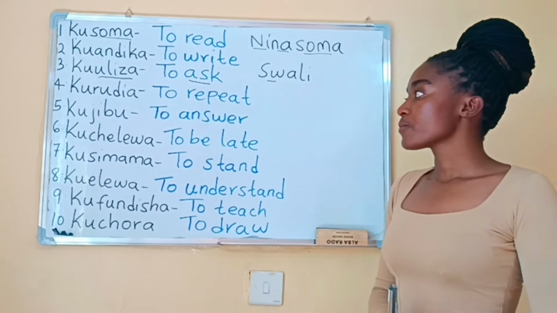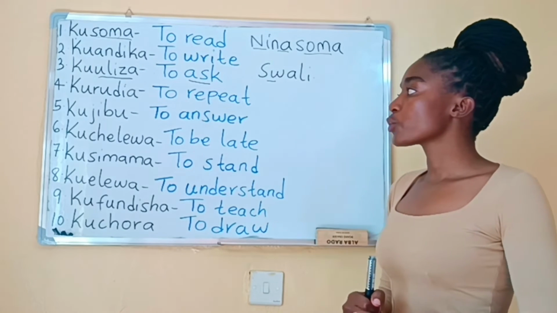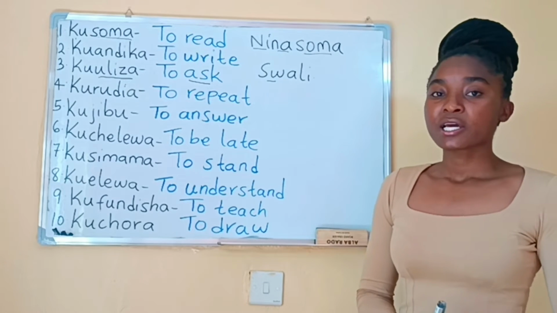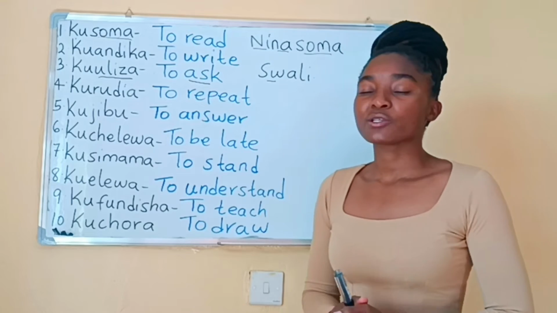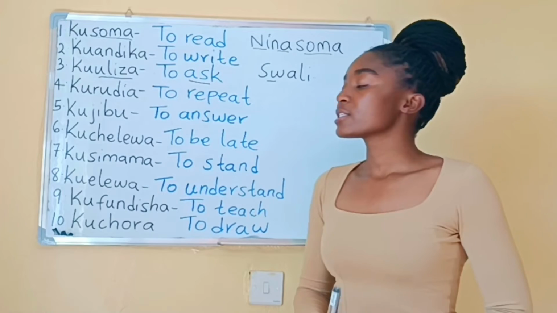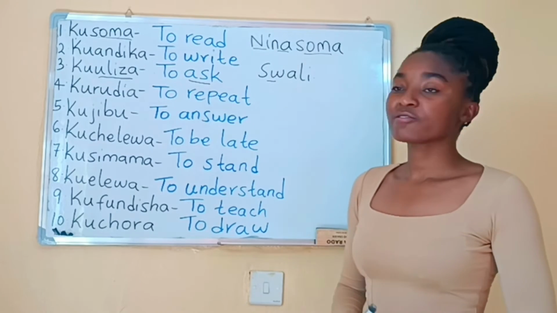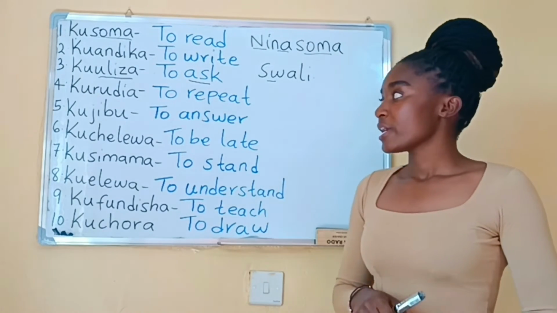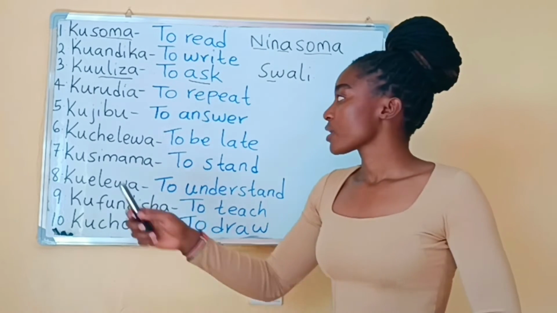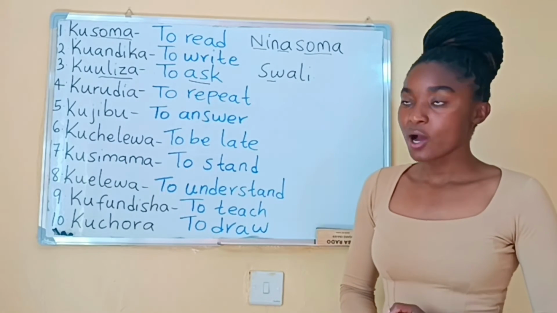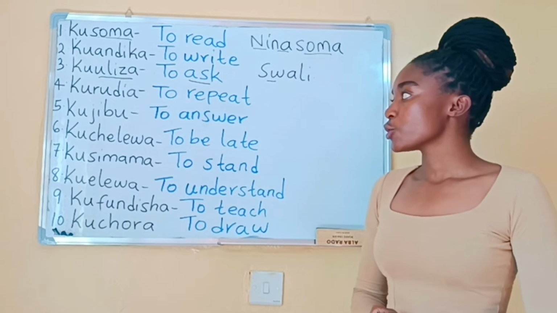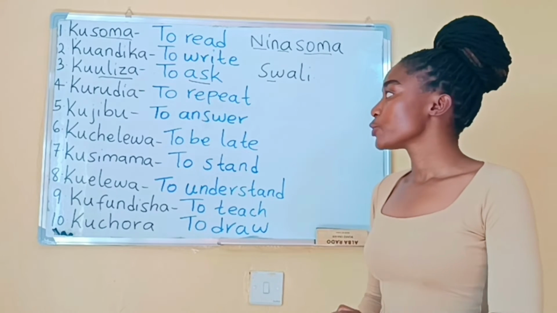The fourth verb is kurudia. Very important in a classroom setup. To repeat. When you don't understand something, you say, kindly repeat. So in Swahili, kurudia is to repeat. So the root verb is rudia. Anybody with a problem with R, we say r. Rudia, which means repeat.